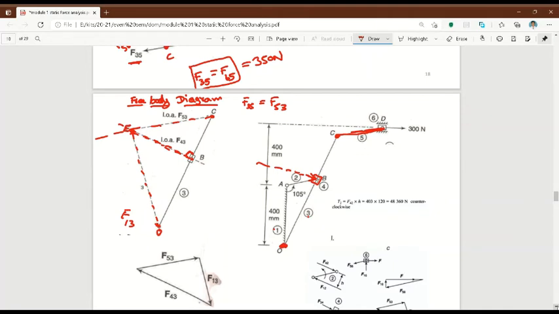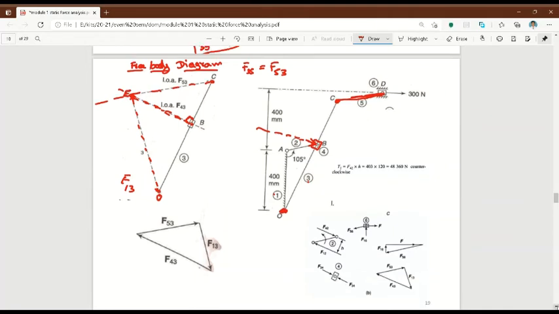Now I have to draw the force polygon diagram.